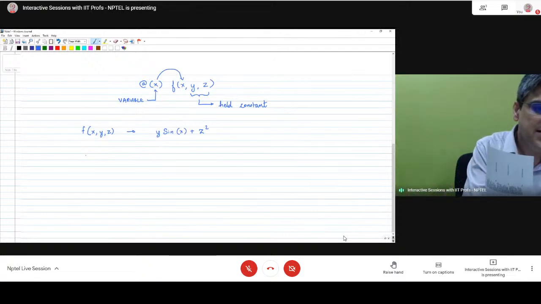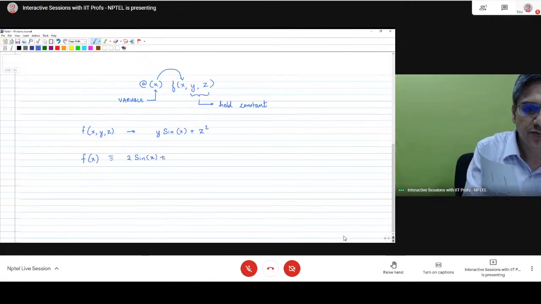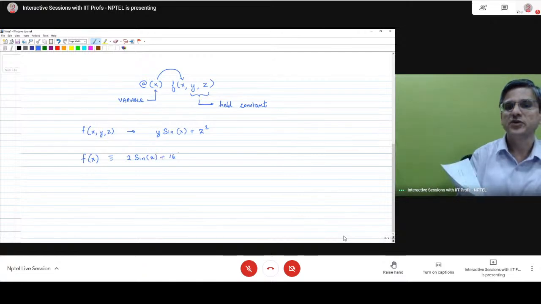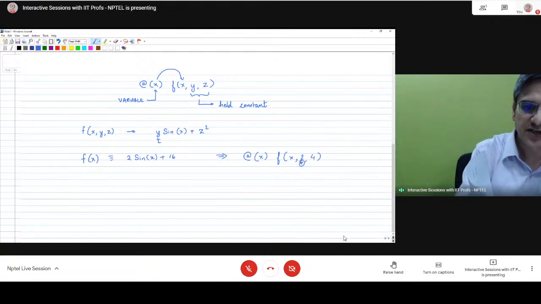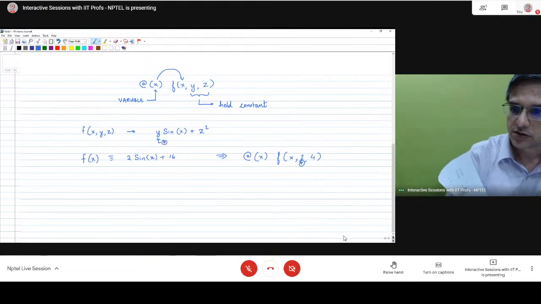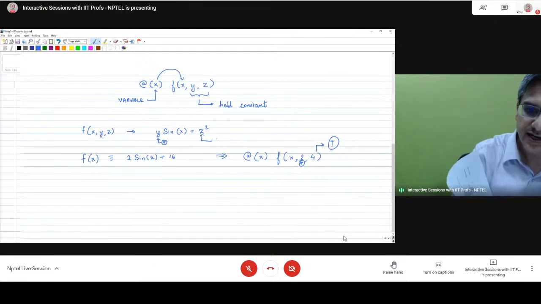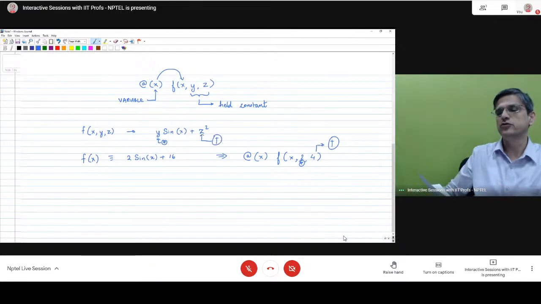Okay, so let's say we wanted f of x is equal to 2 sine x plus 16. Okay, I'm going to represent this as at x, f of x comma 2 comma 4. Okay, so y gets replaced by 2, and z gets replaced by 4.